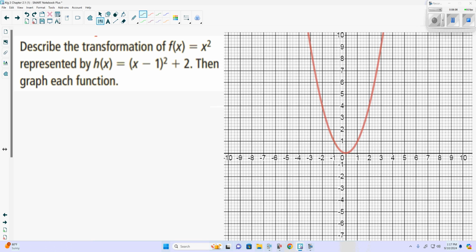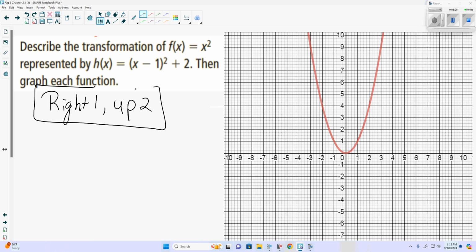Last one of this type before we look at the next set. We have (x minus 1) squared plus 2. The minus 1 inside the parentheses tells us we're moving left or right. It would be to the right. How far? 1. Our plus 2 on the outside would be up 2. Questions on any of this here? We feel good with this so far.